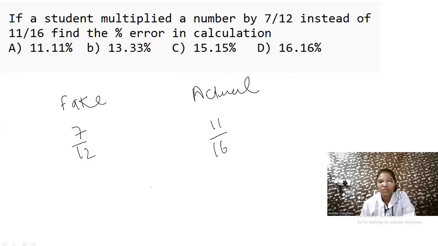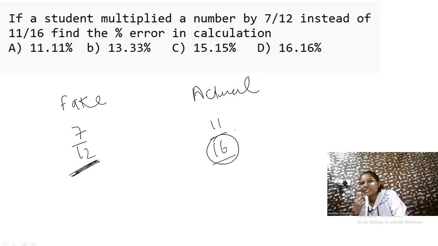So how can we solve this question? First of all, we will take the LCM of the denominators 12 and 16. How can we take the LCM in just a few seconds? First, we need to find out which is the largest. 16 is the largest. So we will see what multiple of 16 is divisible by both 12 and 16. 16 twos are 32. Is 32 divisible by 12? No. 16 threes are 48. Is 48 divisible by 12? Yes, it is. So 48 will be the LCM of these.